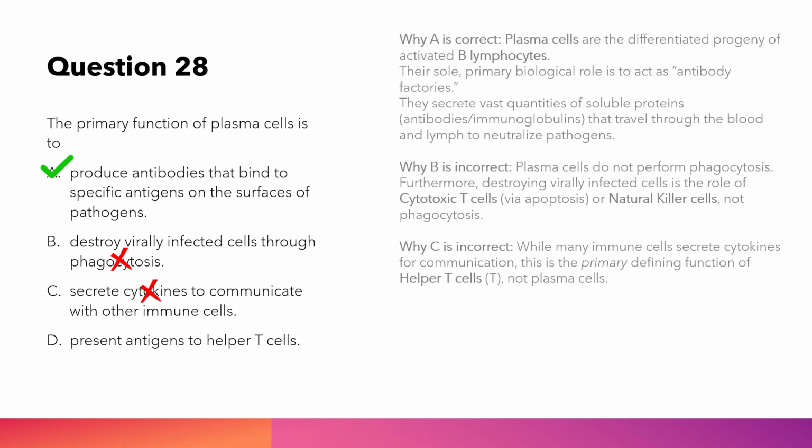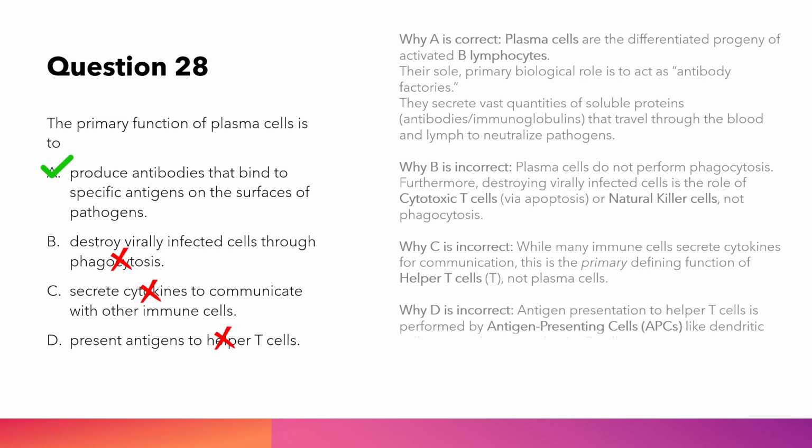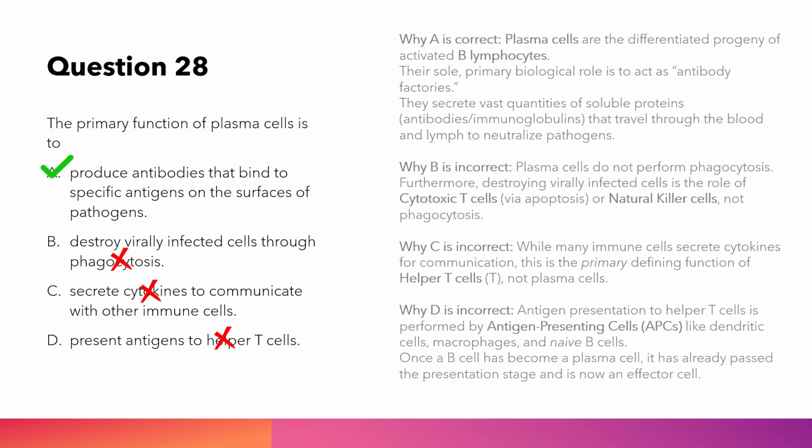Why C is incorrect. While many immune cells secrete cytokines for communication, this is the primary defining function of helper T cells, not plasma cells. Why D is incorrect. Antigen presentation to helper T cells is performed by antigen-presenting cells, APCs, like dendritic cells, macrophages, and naive B cells. Once a B cell has become a plasma cell, it has already passed the presentation stage and is now an effector cell.